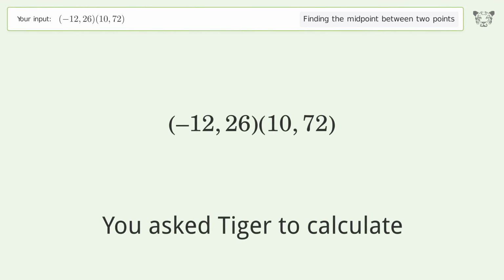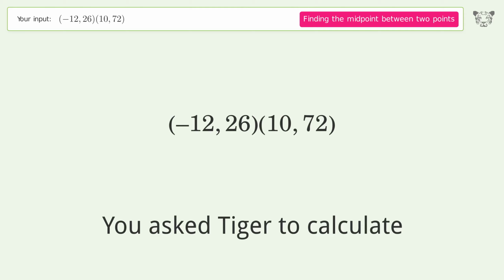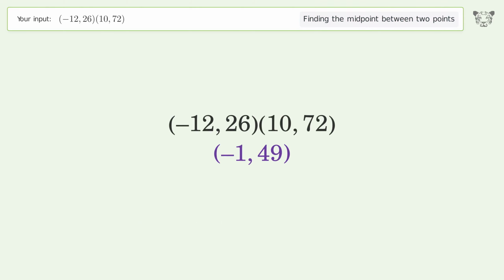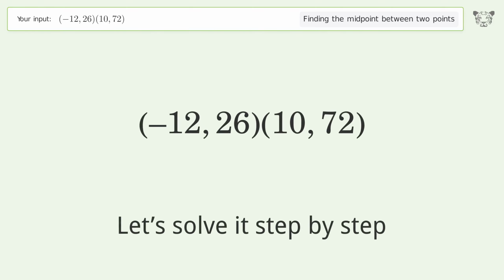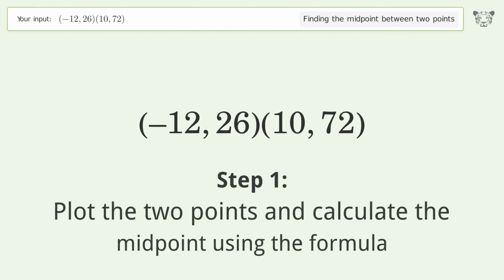You ask Tiger to calculate. This deals with finding the midpoint between 2 points. The midpoint between the 2 points is -1,49. Let's solve it step by step. Plot the 2 points and calculate the midpoint using the formula.